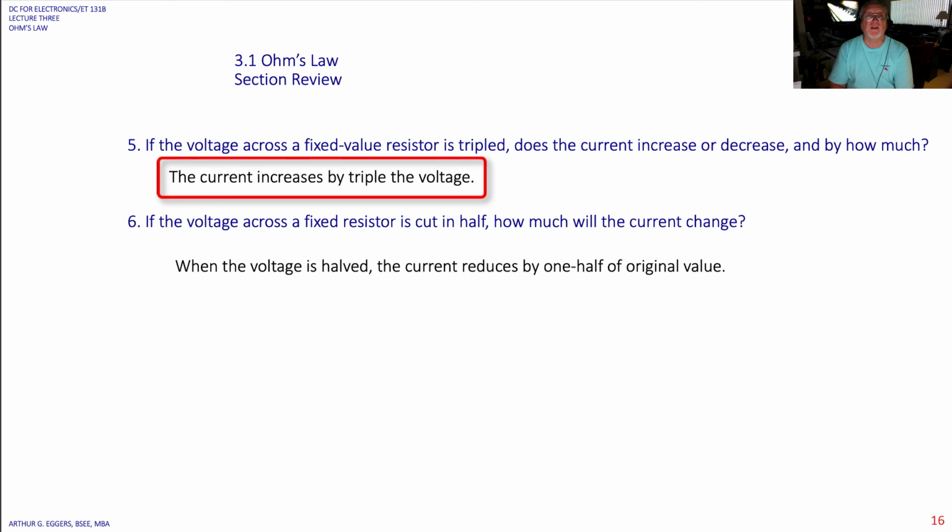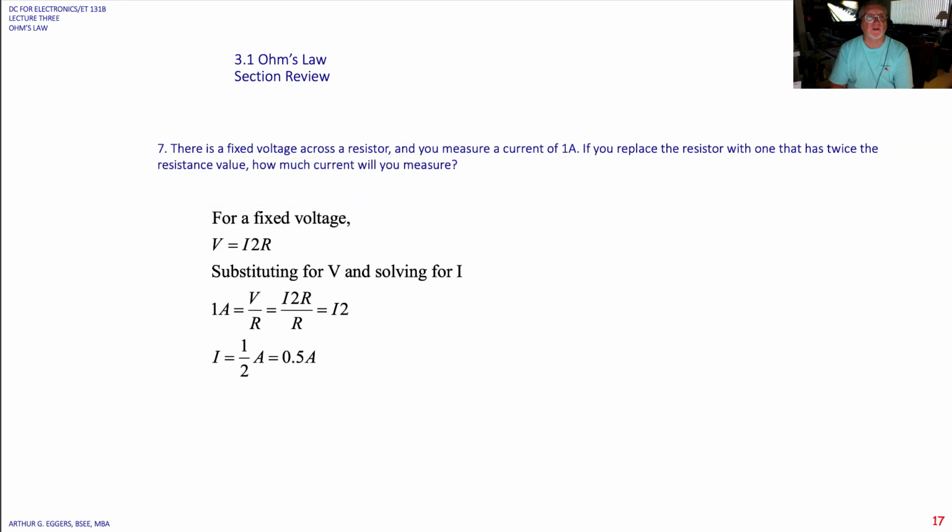So the last two say that the current increases by a triple if we triple the voltage, and the current is cut in half if we double the value of the resistor with a fixed voltage. Okay? Again, I urge you to sit down and put some values in here and prove this to yourself.